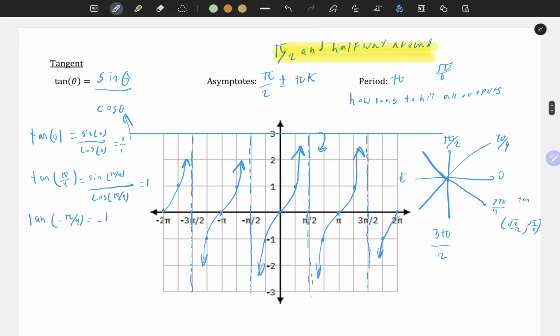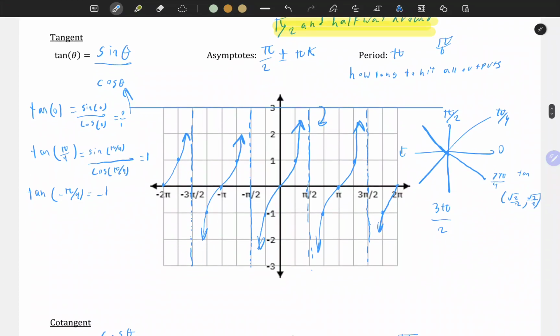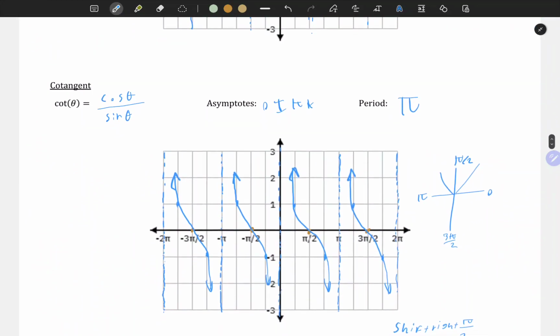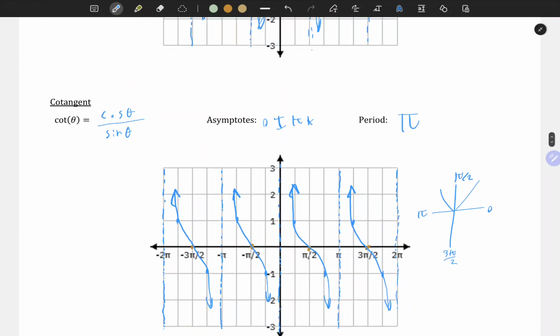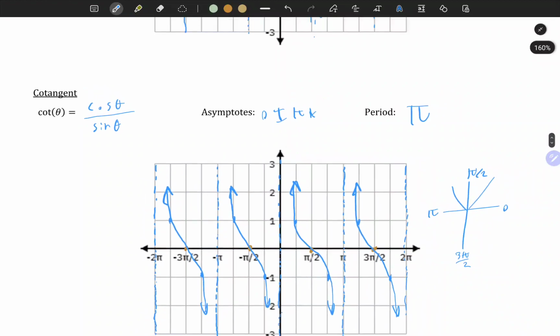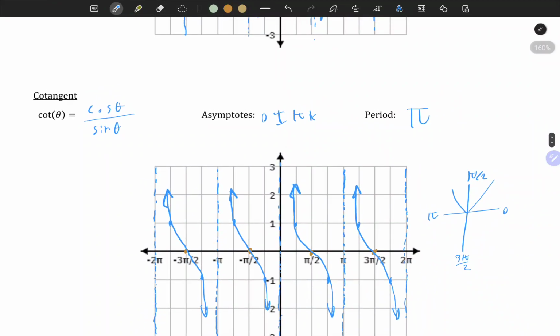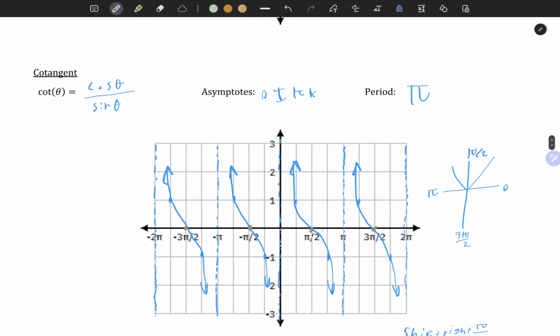Alright, so in our next instance, we have cotangent, which is different from tangent because it's the inverse of it. Instead of sine over cosine, it's cosine over sine, or adjacent over opposite, whichever one you know. So this asymptote starts at 0, so the asymptote is going through 0. Therefore, it goes to pi over 2, so it goes one pi over. So the period is pi.